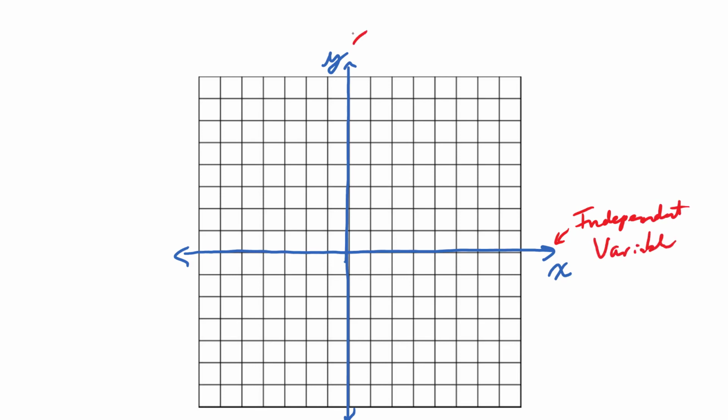Putting arrows at the end. There's our vertical axis. Before we do anything else, I'm going to label the x and y axes. So again, this will be your independent variable. And this axis here will represent your dependent variable.